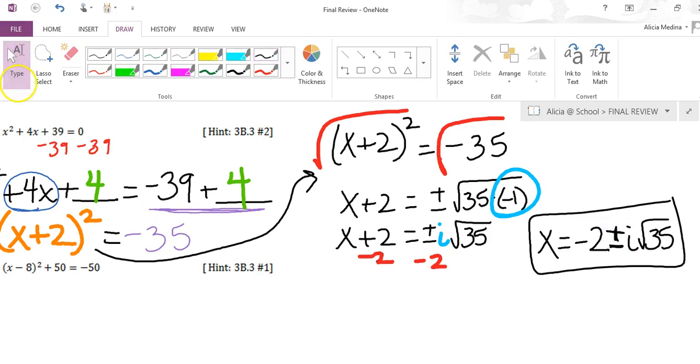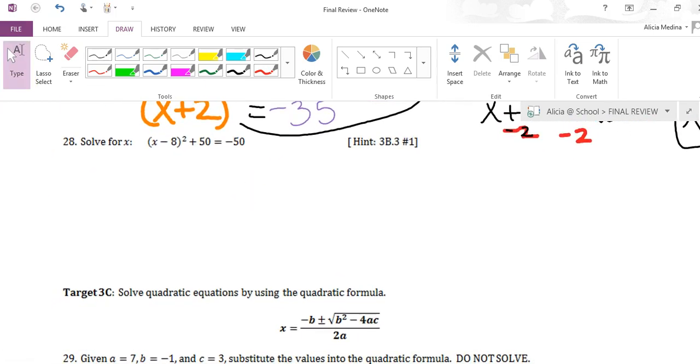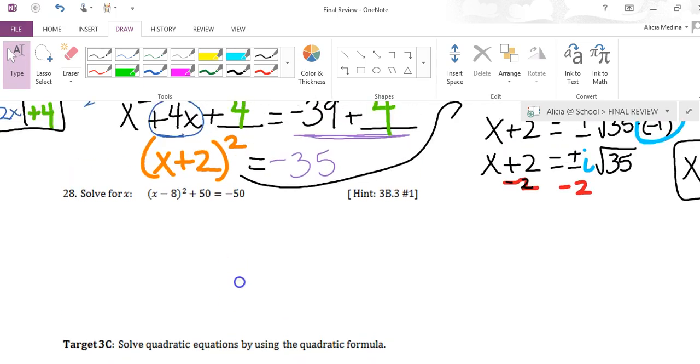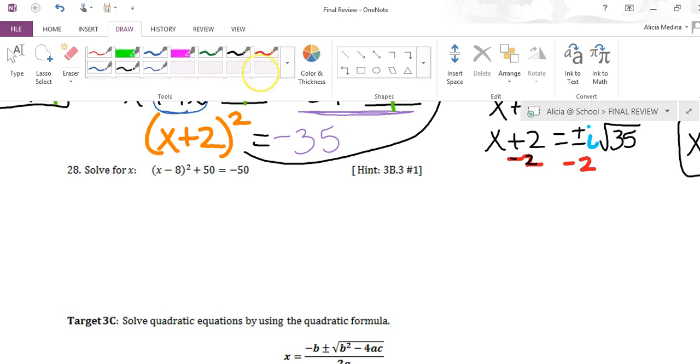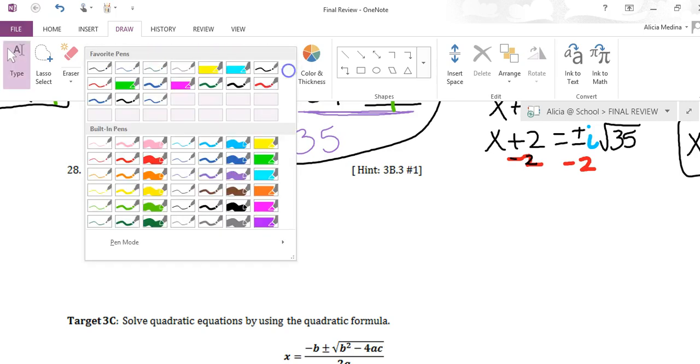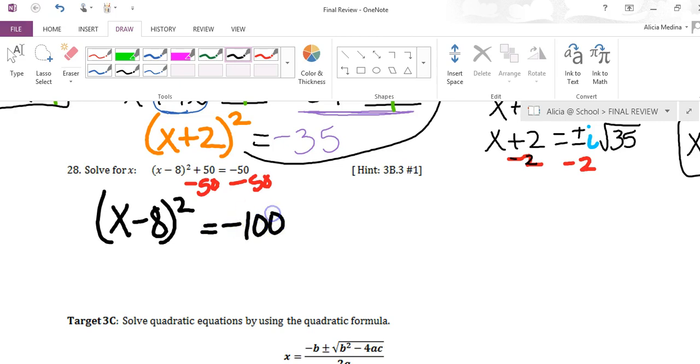Alright, looking at the next question, number 28. Again, it asks us to solve for x. So that's kind of what we were just doing in the step right above it. Same step. We're trying to isolate whatever's being squared. So I'm going to move that constant of 50 over. I'm going to subtract it to the other side. It's going to give me x minus 8 quantity squared equals negative 50 minus 50, which is negative 100. I want to take the square root of both sides.